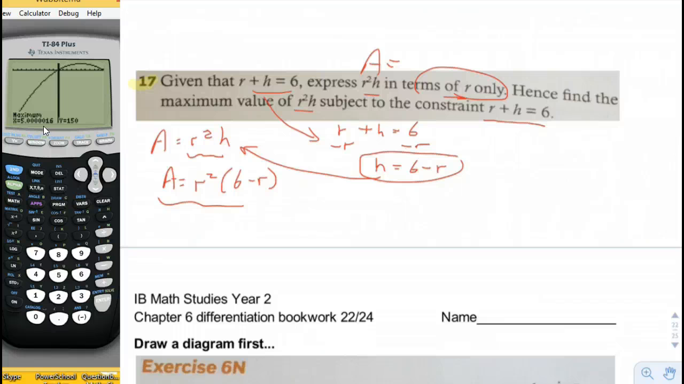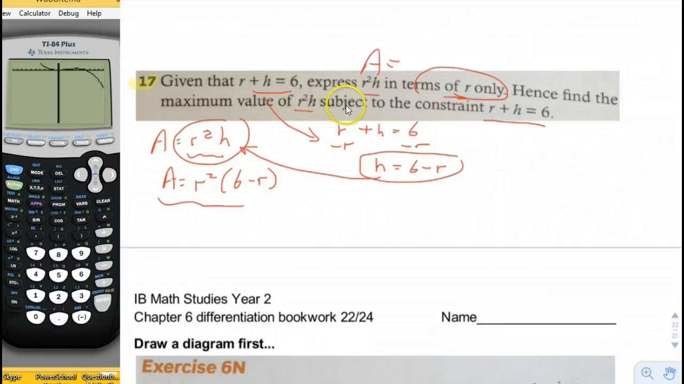Hence, find the maximum value of r squared h subject to the constraint r plus h equals 6. So they want to know what is the maximum value of this. Well, we could just graph it on the calculator, and then we'll find it. So r squared would be x squared, because there's no r in the calculator, times 6 minus r. And we'll graph it, and we will see that it is a... Oh, it's not a quadratic, it's a cubic.